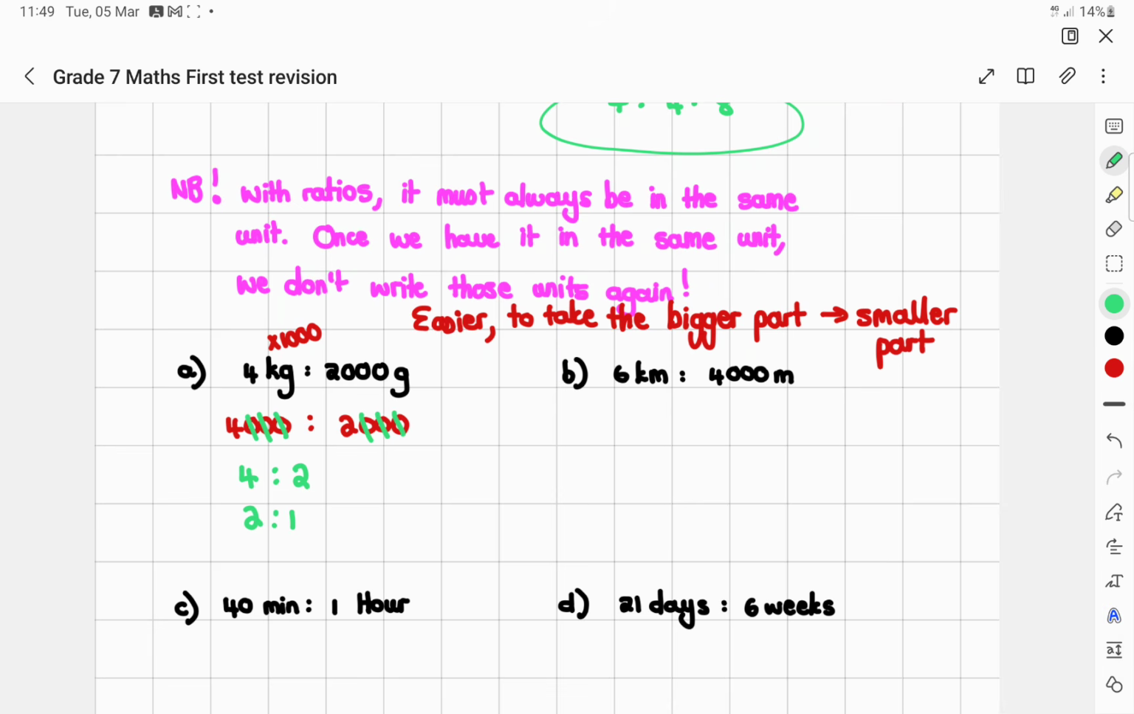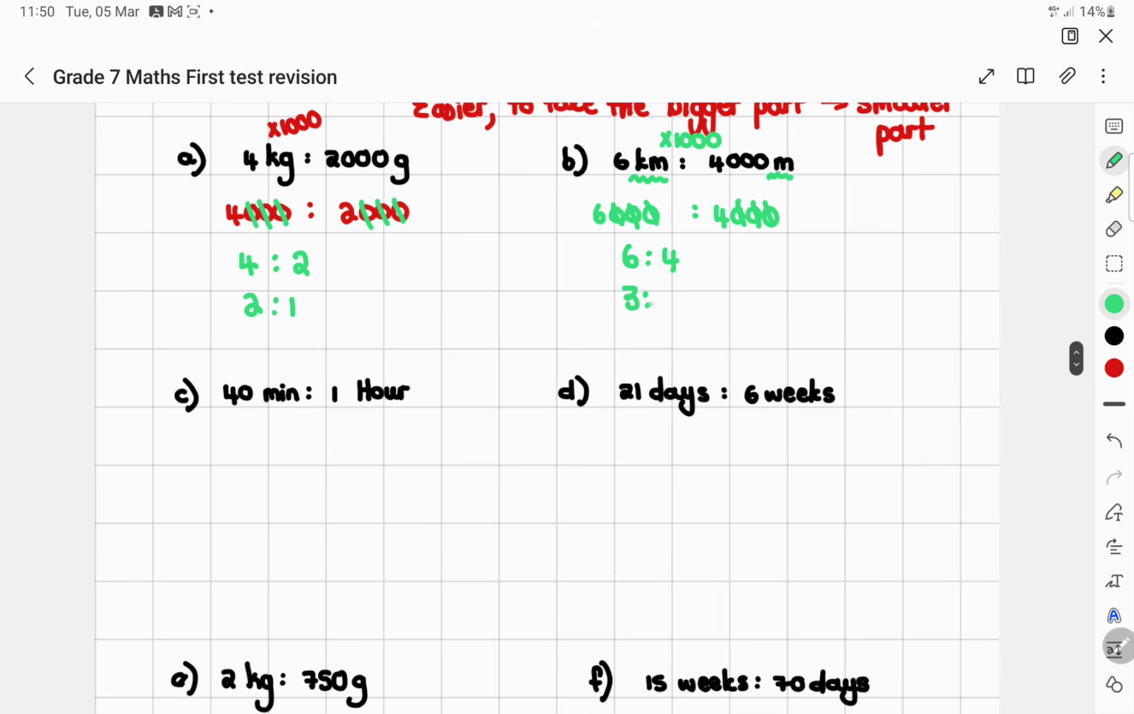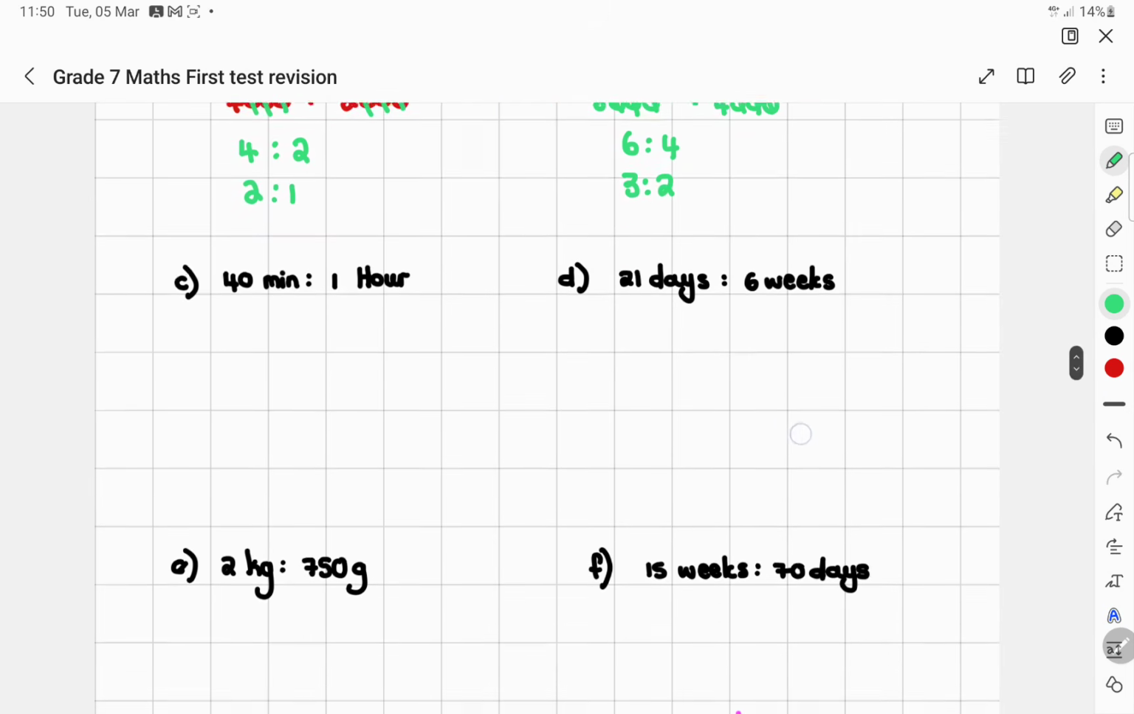Okay, over here as well, I'm taking the bigger unit and converting it to the smaller unit, which is meters. So I'm going to times, there's 1,000 meters in 1 kilometer. So it's going to be 6,000 to the ratio 4,000. Again, I do not write my units from here going forward. I'm going to divide by 1,000, which gives me 6 to 4, which you can simplify to 3 to 2.